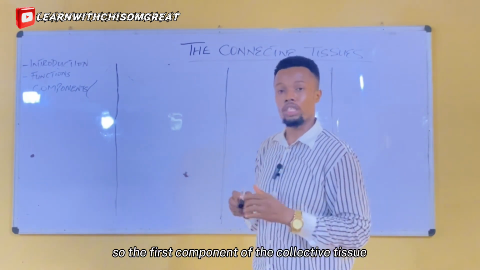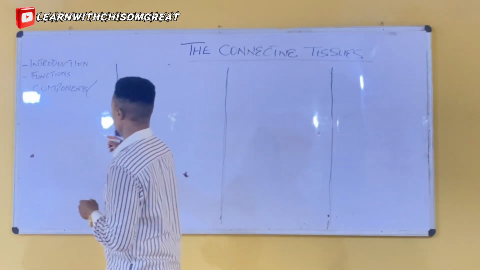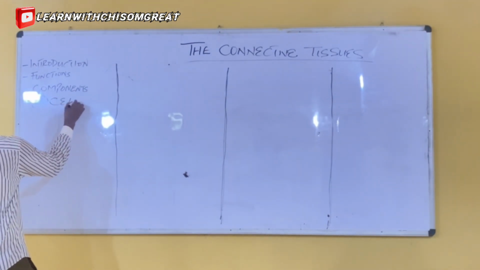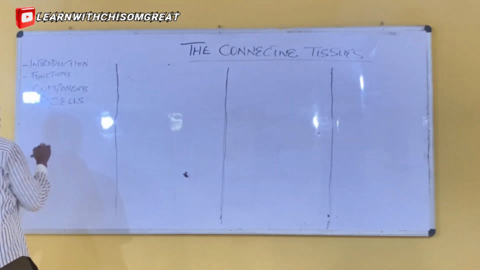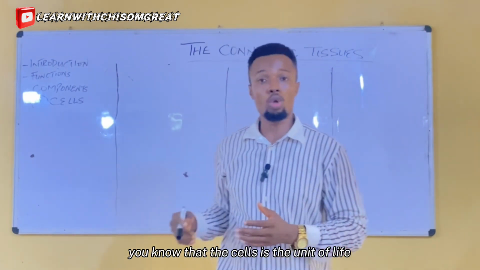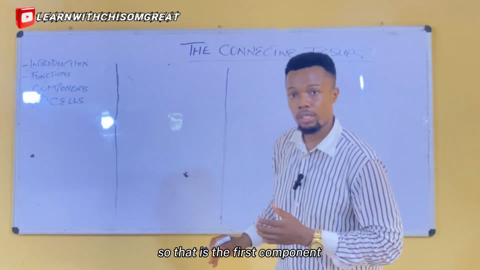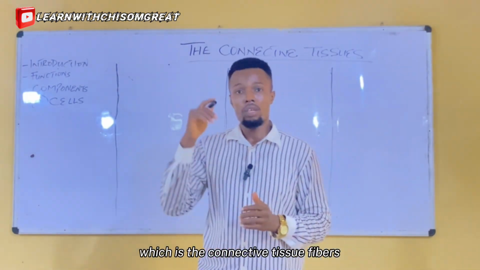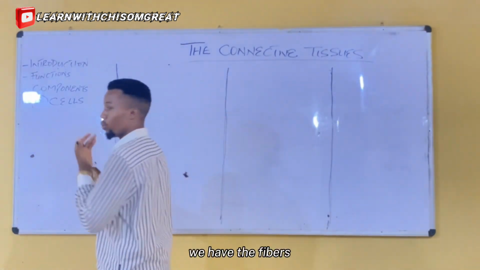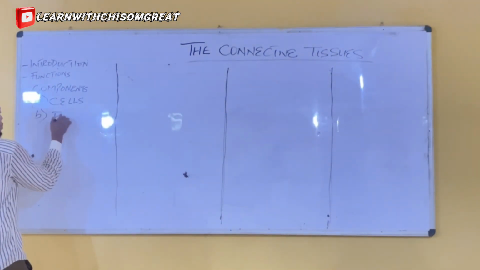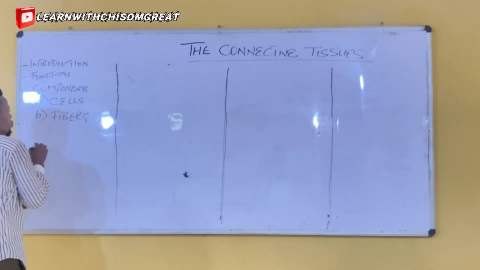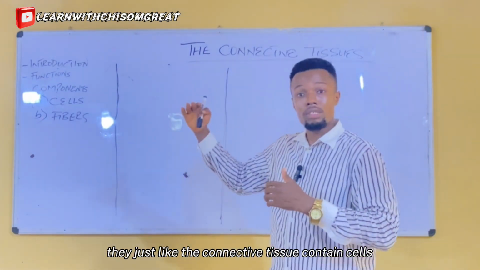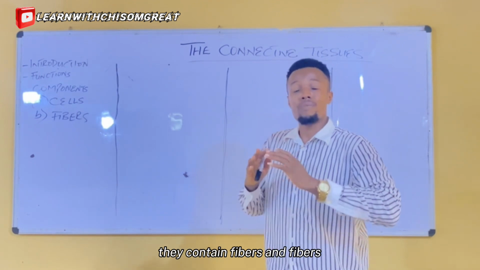So the first component of the connective tissue is the cells. You know that the cell is the unit of life, so that is the first component found in the connective tissue. Then we have the second component, which is the connective tissue fibers. Just like the connective tissue contains cells, it contains fibers.